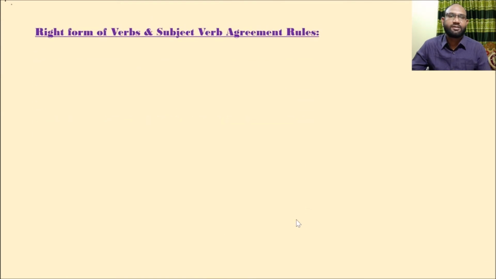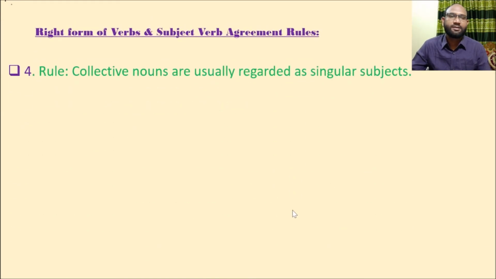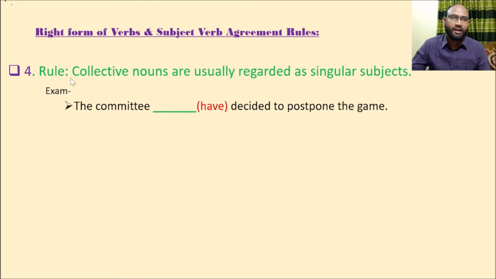Okay, dear students, now look at rule 4. Collective nouns are always regarded as singular subjects. Now look at the example. Here, the committee dash in the bracket have decided to postpone the game. Here again look at the rule. Collective nouns are usually regarded as singular subjects.